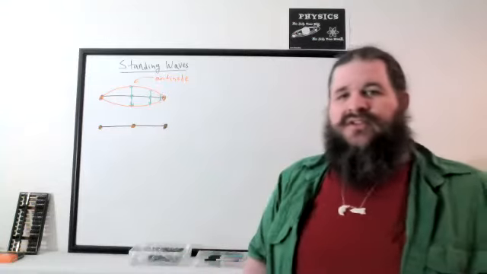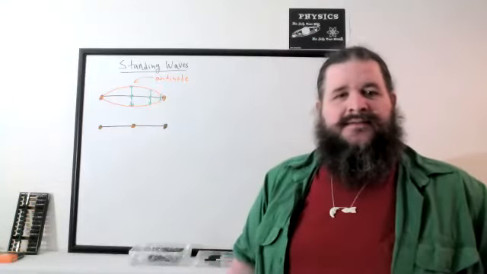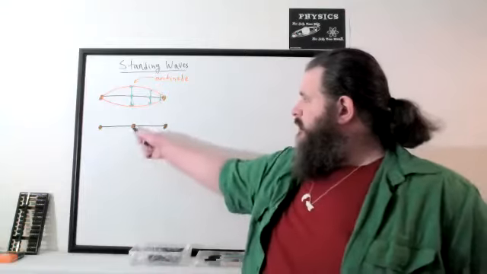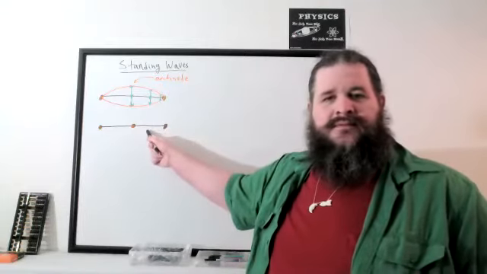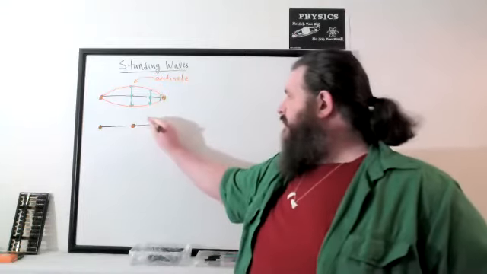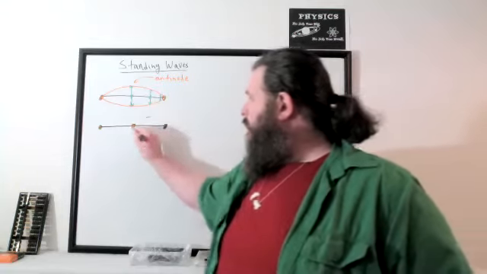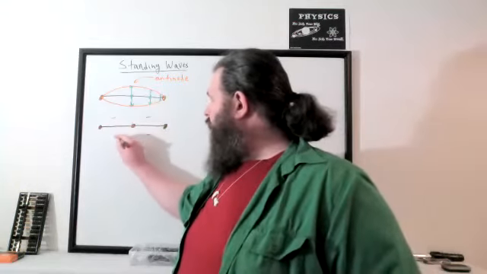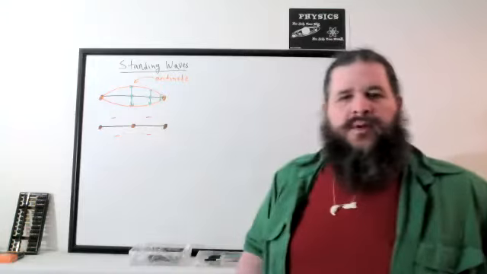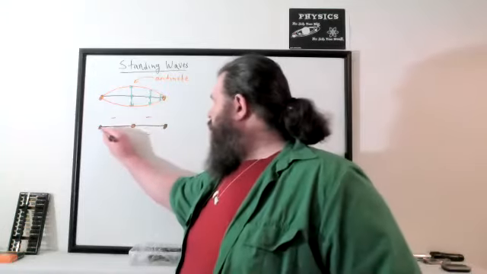And then between adjacent nodes, what should we expect to find? Like halfway between this node and this node. What's going to be there? Yeah, we should expect an antinode. And likewise, halfway between these, we'd expect an antinode. So the wave pattern is going to look like this.